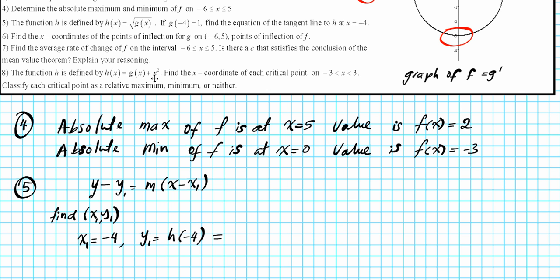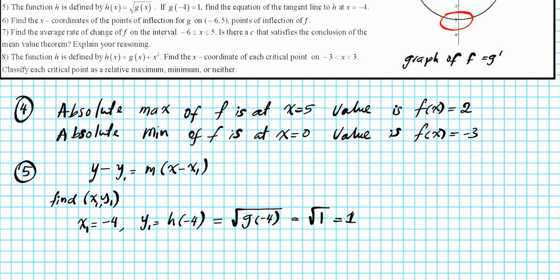We know that h of x is the square root of g of x. So h of -4 is going to be the square root of g of -4. So what is g of -4? We're told that it's equal to 1. So we're looking at the square root of 1, which is equal to 1. All right, so we have the point. x1 is -4, and y1 is 1.